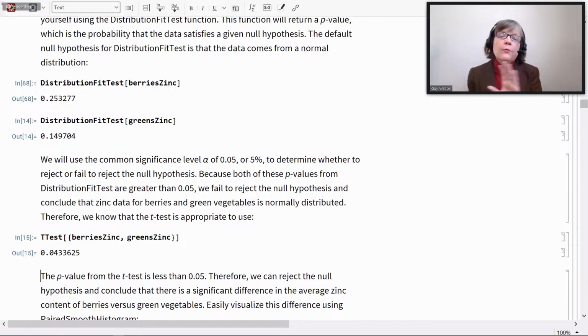Okay, so we're going to use the 5% significance level. That's very, very common. You've probably used it before to determine whether we're going to reject the null hypothesis or fail to reject the null hypothesis.